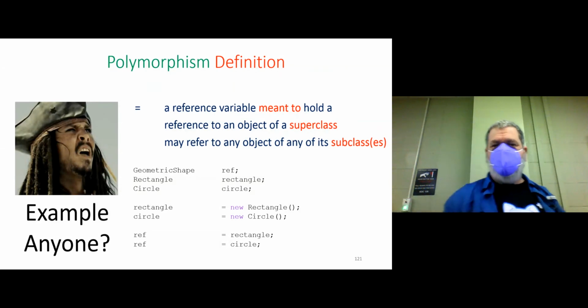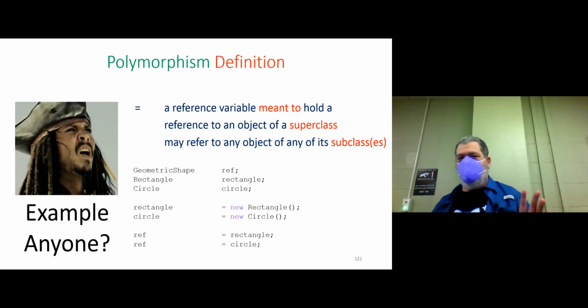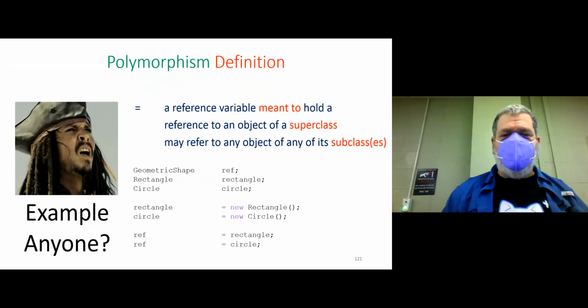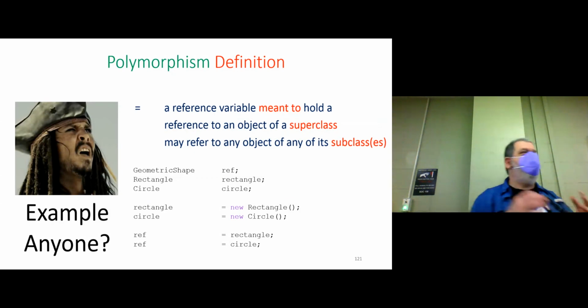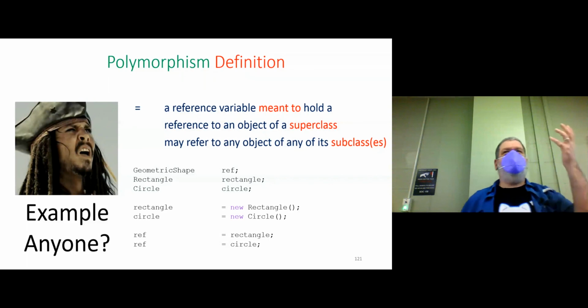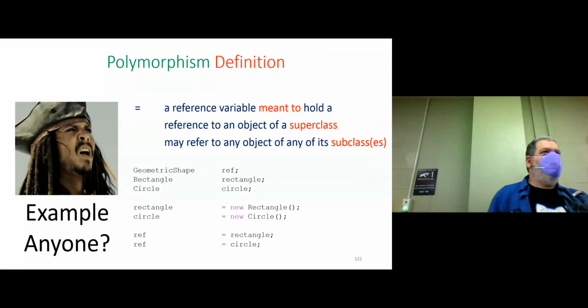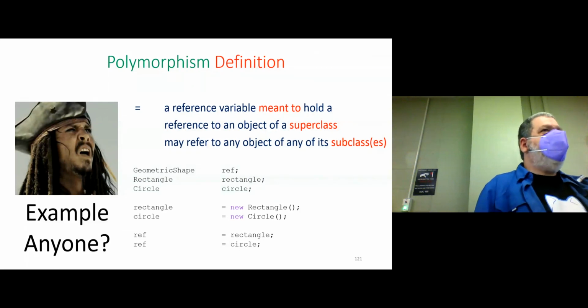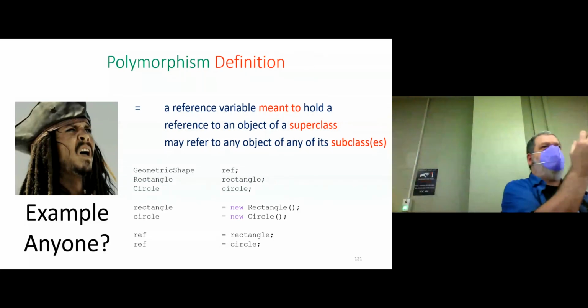So rectangle, I create a new rectangle. Circle, I create a new circle. So right now I'm just doing what I've done so far, okay? And then I assign to ref the reference inside of rectangle. So until now, what was on the left-hand side of an assignment operator and what was on the right-hand side of an assignment operator, they always had to match. If your variable is a ref variable, declared of class A, then you're going to create an object of class A and put the reference inside the variable.